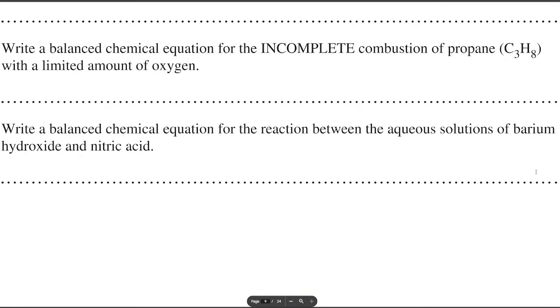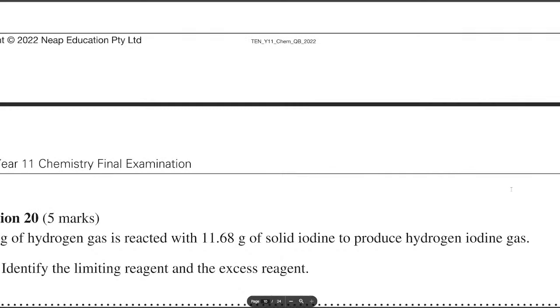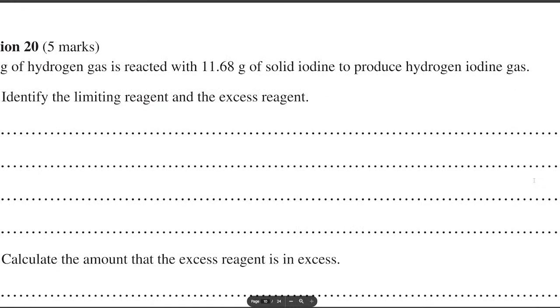We've done 18. What a balanced reaction between aqueous solutions of barium hydroxide and nitric acid. Well, we know that they're both aqueous, so thank you. 13 grams. Okay. Oh, far out. So, you write the balanced equation.